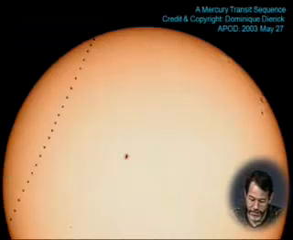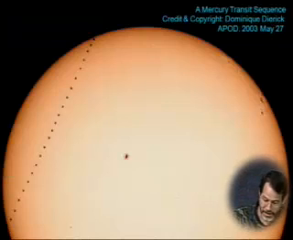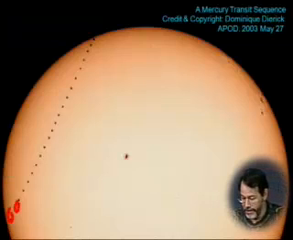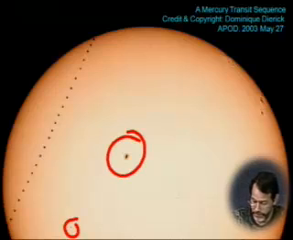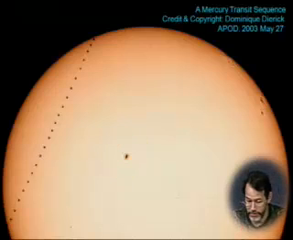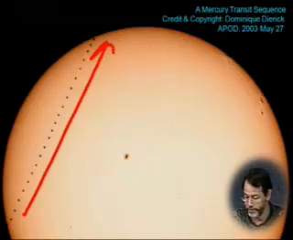Here's a Mercury sun sequence. So every few minutes, I guess, a picture of Mercury. This is the sun in optical light. This is a sunspot. I don't know what this is. It's confusing. But this is Mercury.